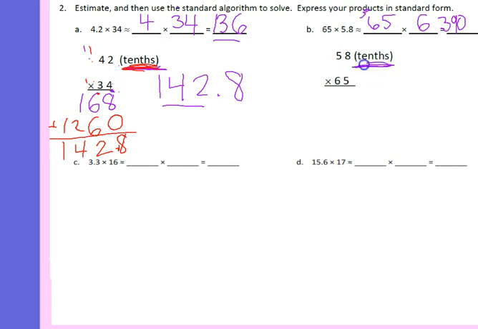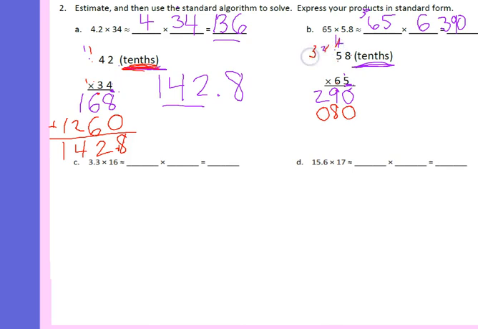Again, we're going to make our unit form, so we're using tenths. Again, I'll use purple for the 1s, and I'll use red for the 10s, just so we can see the difference there when we're adding. So 5 times 8 is 40. 5 times 5 is 25, plus 4 is 29. And now I'm moving on to my tens digit. I'll have 0 ones. 6 times 8 is 48. 5 times 6 is 30.